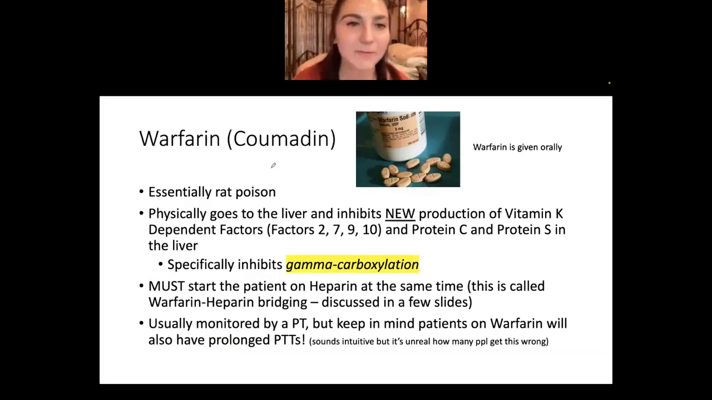All right. So now some pharm. We're going to do warfarin and heparin today. Warfarin, the other name for it is Coumadin. You can see these interchangeably.